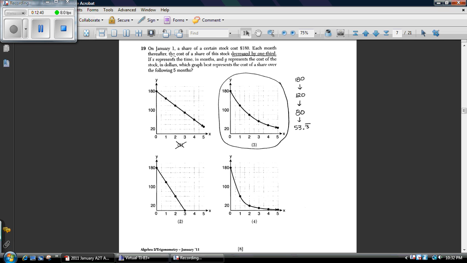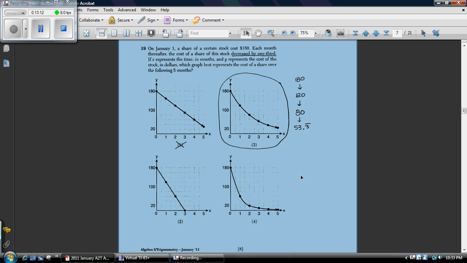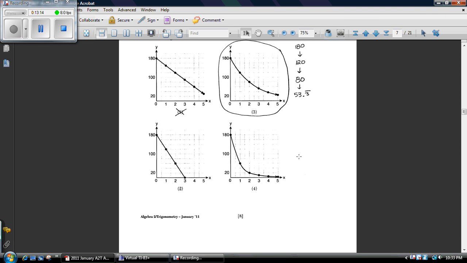On January 1st, shares of a certain stock cost $180. Each month thereafter, the cost of the share of this stock decreased by 1/3. What I did was I used my calculator. I tried to take a look at what some of the prices of this stock would look like. And I said, well, if it decreases by 1/3, then it's actually only worth 2/3 as much. And so I did this a few times, found a few of the numbers, and then tried to pick out which one of these choices had the ones that corresponded. And so it's choice 3.